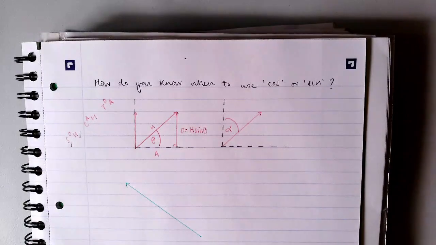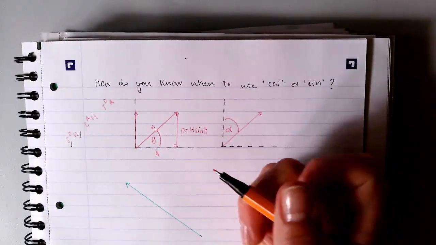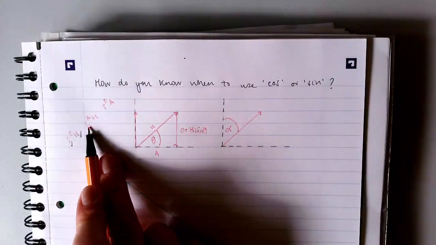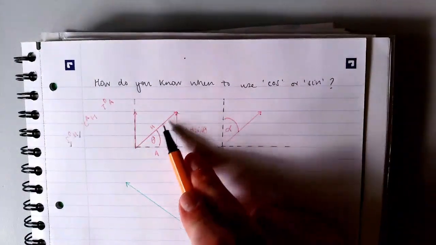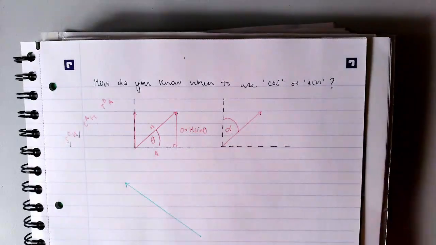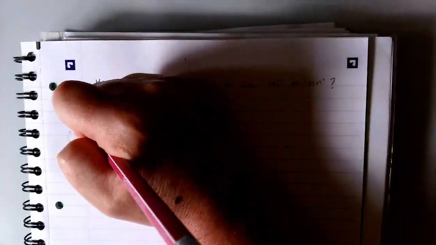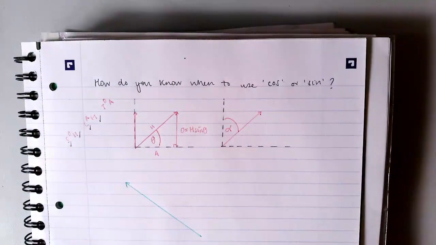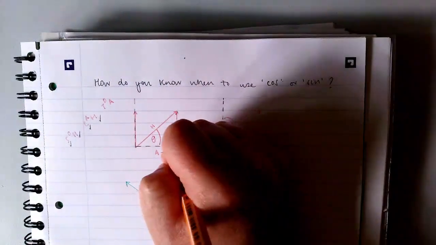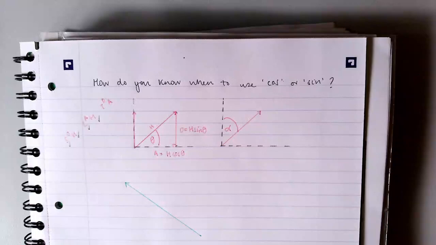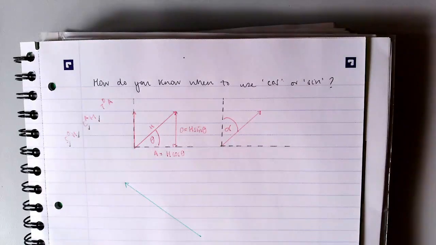If I want the adjacent, I have the angle theta, and I also have the hypotenuse, because remember that was my original vector, so I must have that. So in that case I have C, I have H, and I know those. So A must equal H cos theta.